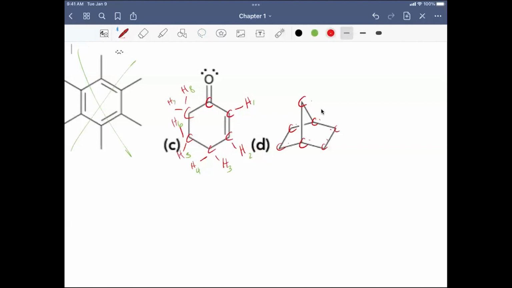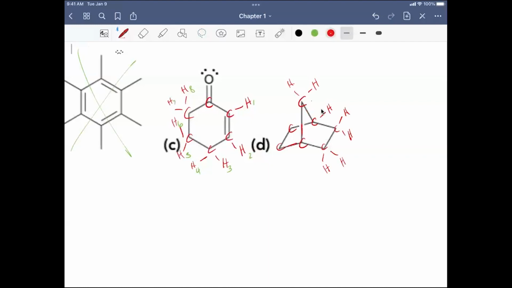All right, counting up the number of hydrogens, we don't have any double bonds or triple bonds. It's all just single bonds. So this has 2 bonds attached to it, so it needs 2 hydrogens. This has 3 bonds, so it needs 1 hydrogen. This has 2 bonds, so it needs 2 hydrogens. Same thing for this one.